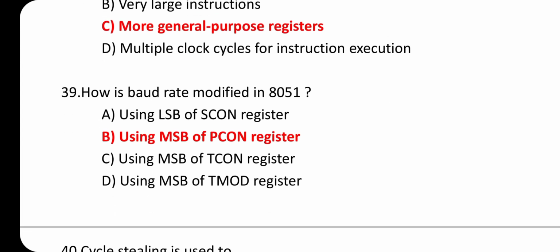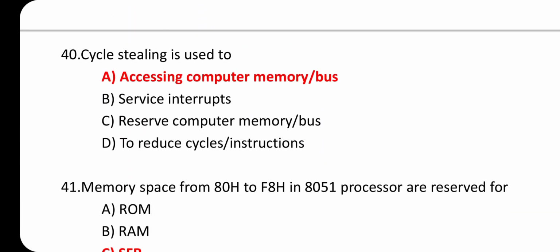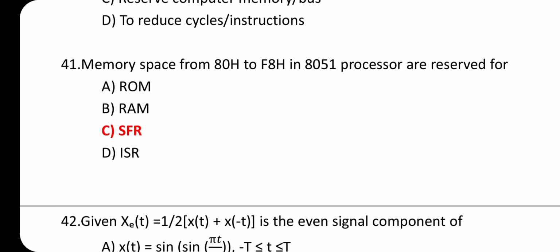How is baud rate modified in 8051? Option B, using MSB of PCON register. Cycle stealing is used for accessing computer memory by bus. That comes under direct memory access. Memory space from 80H to F8H in 8051 processor is reserved for SFR.